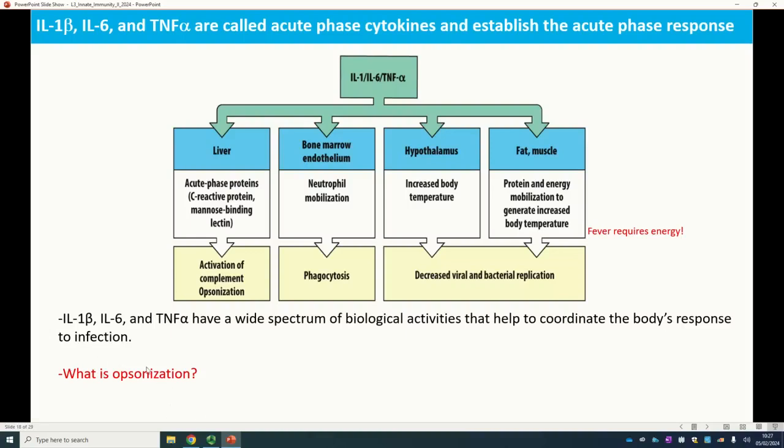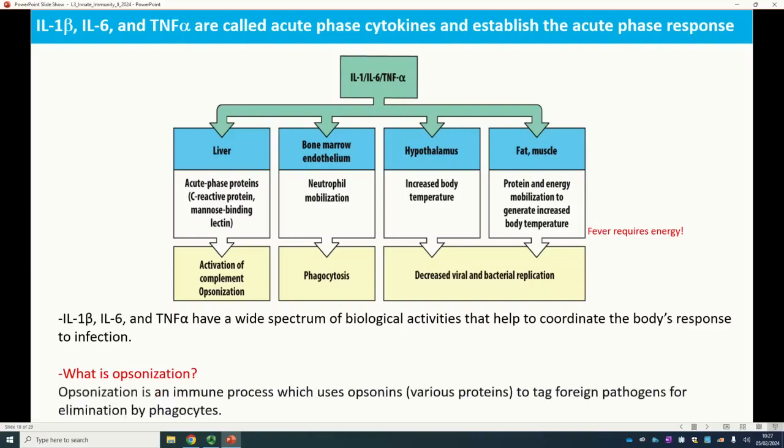Now, does anyone know what opsonization is at this stage? Anyone heard of it? No? Okay. So that's something we'll talk about when we come on to complement in the next lecture. But essentially, opsonization is an immune process within the body where a variety of proteins are used to tag foreign pathogens, and these are known as opsonins. And by tagging the pathogen, it promotes their elimination by phagocytosis.